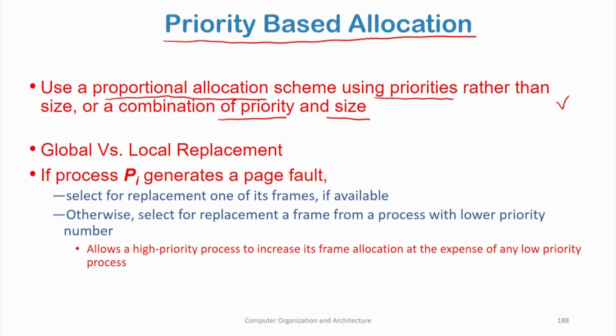The other issue to look at is global versus local allocation of frames. The discussion that we have been doing till now deals with how many frames I will allocate to each process. Let us say I have allocated a certain number of frames to each process currently under execution. Now, how will the replacement work in this scenario?